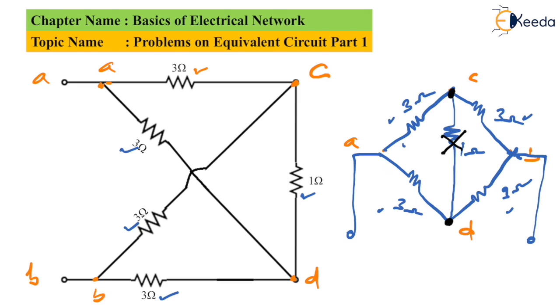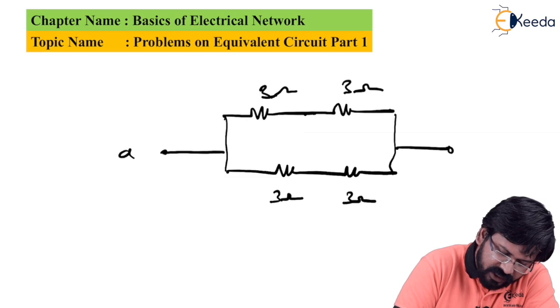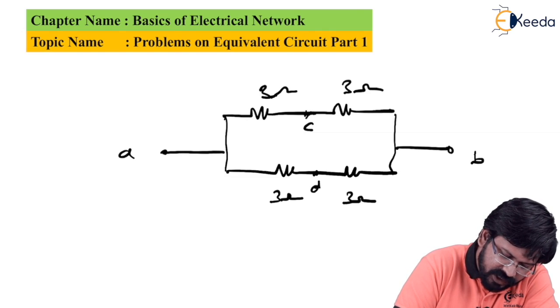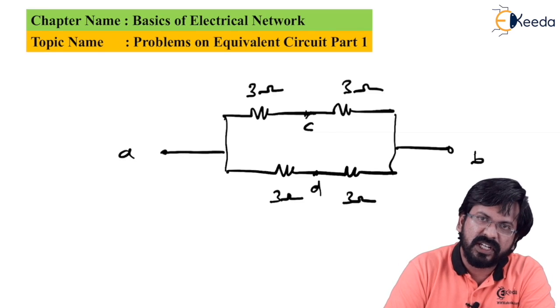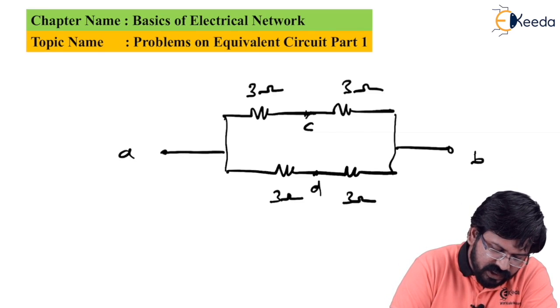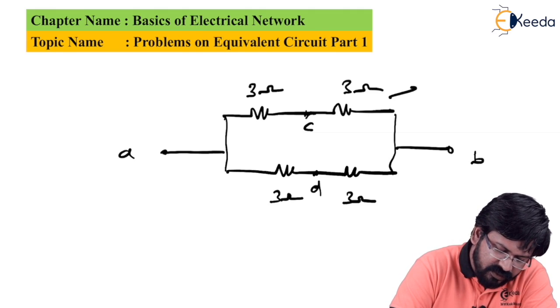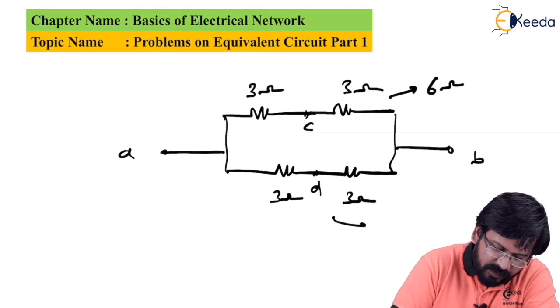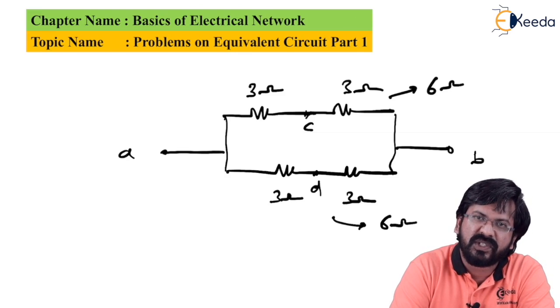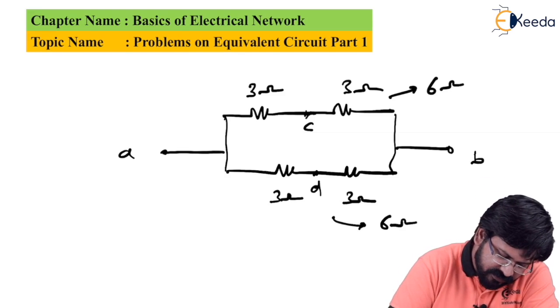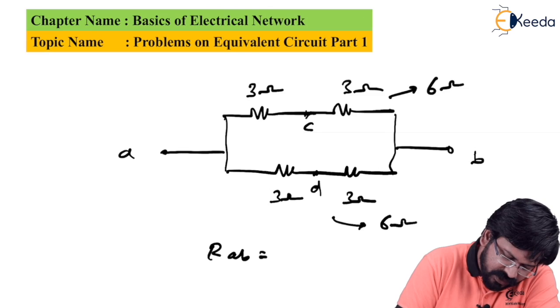And since it has become redundant, now the equivalent circuit can be drawn as, this was point A, this was point B, this was point C, and this is point D. Every resistance stated over here has equal value, 3 ohms. So now these two resistances in the upper branch are in series, become 6 ohms. In the lower branch it is 6 ohms. In effect we have got 6 ohms parallel with 6 ohms, effectively it becomes 3 ohms. So RAB is now equal to 3 ohms.